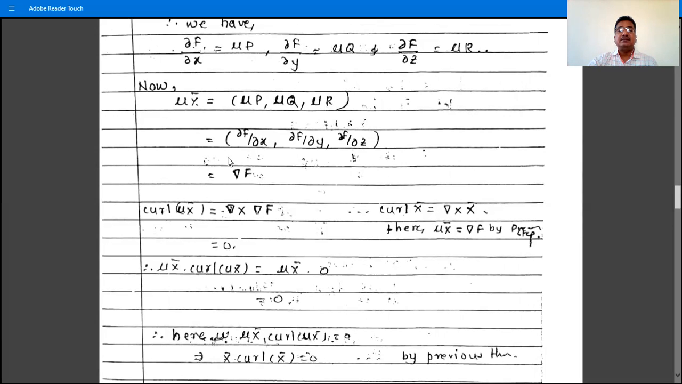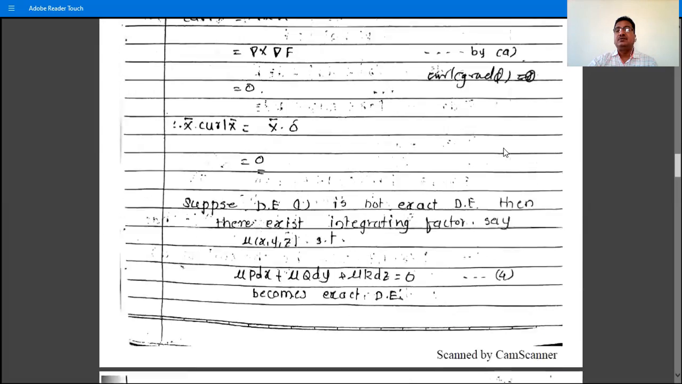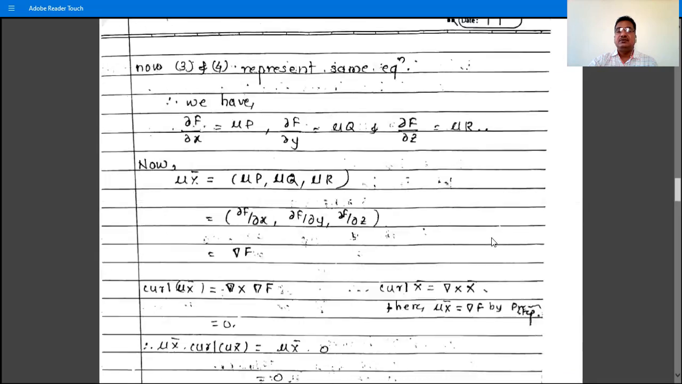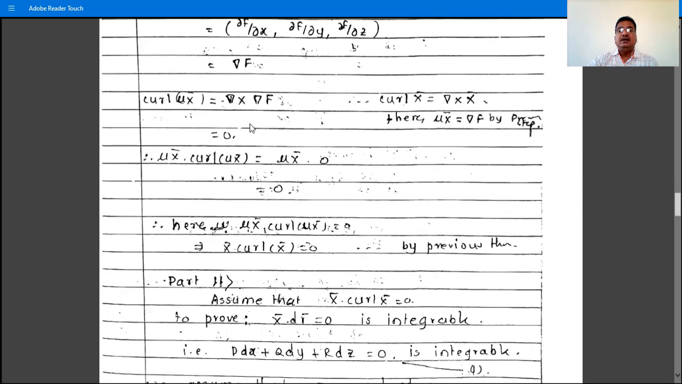Curl μX̄. This is μX̄. Then curl μX̄ is what? Del cross del f. And del cross del f is 0. Curl grad phi is 0. So it is equal to 0.